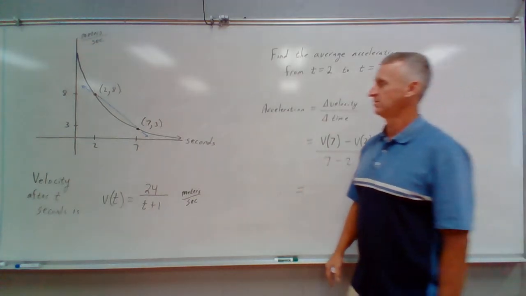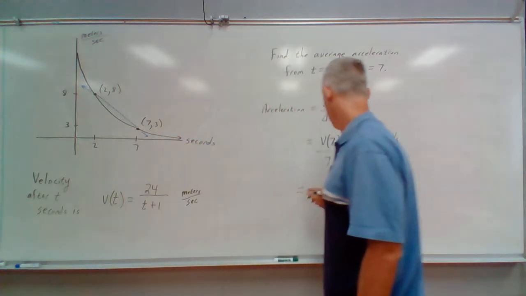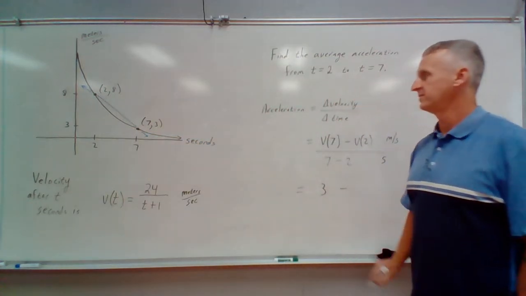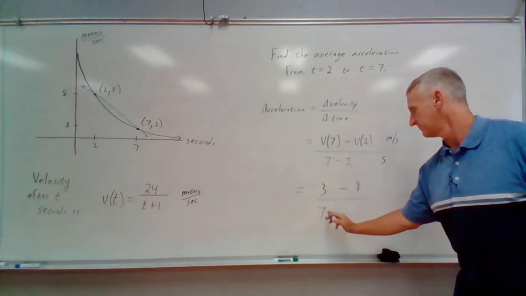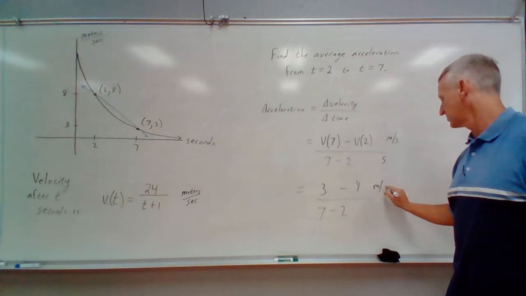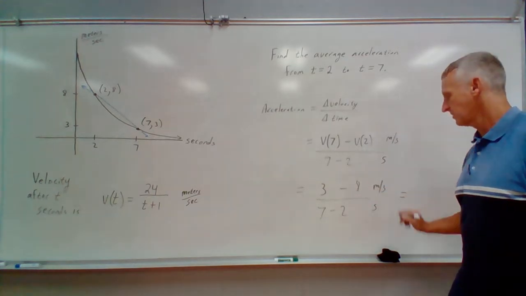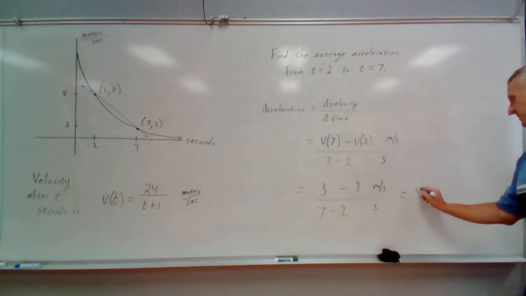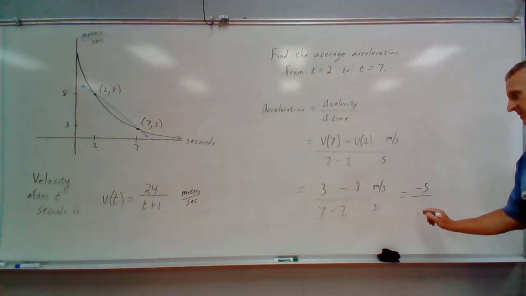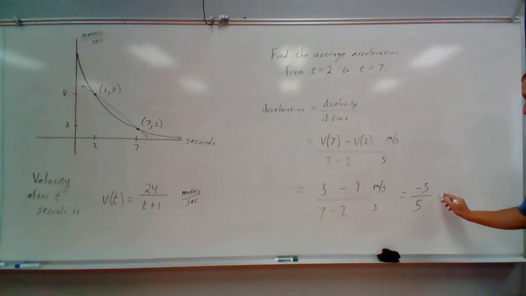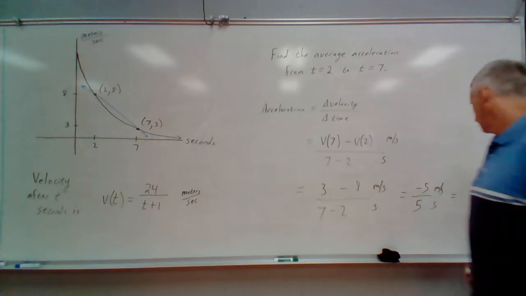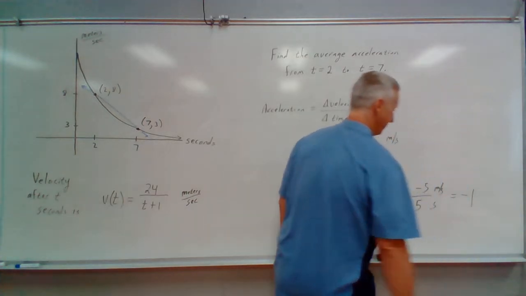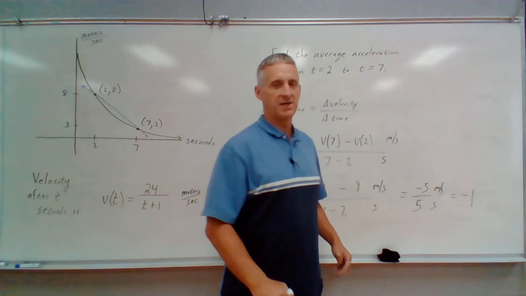V of 7, we already know what that is. That's 3. V of 2 is 8. So 3 minus 8 over 7 minus 2. The numerator is in meters per second, the denominator is in seconds. 3 minus 8 is negative 5, and 7 minus 2 is 5. And I've got meters per second over seconds, and so I end up with negative 1 meters per second.